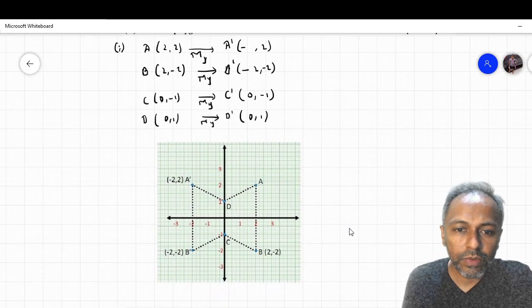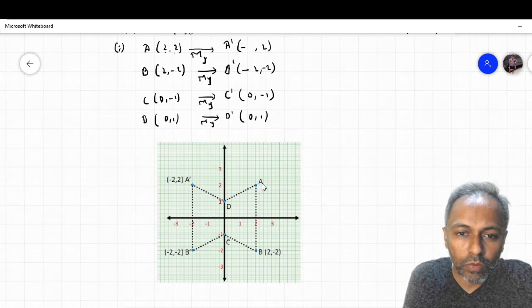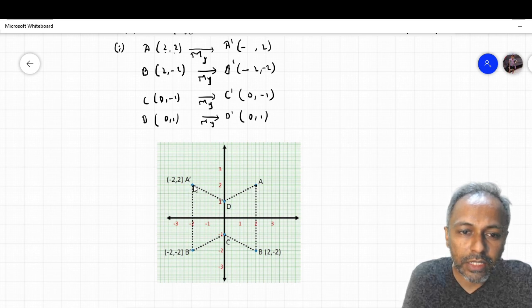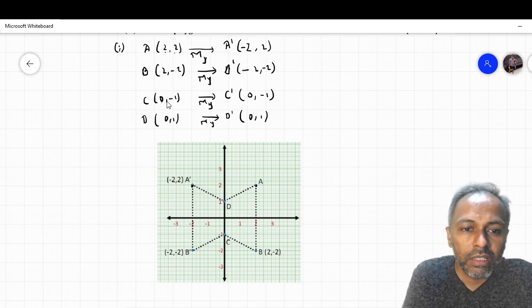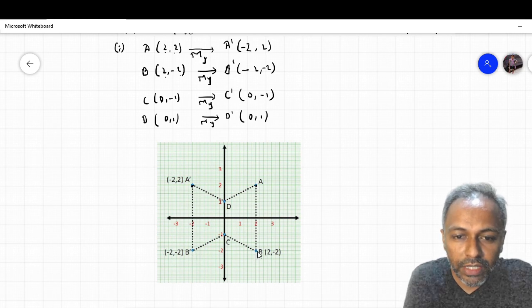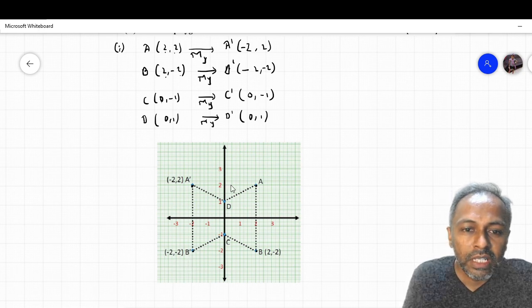Okay, so on your graph paper you must have first marked A (2, 2), which is here. When you reflect it about the y-axis, it's going to come here as (-2, 2). Then you have B with coordinates (2, -2), which is here in the fourth quadrant. When you reflect it about the y-axis, it's going to come here, say as B dash (-2, -2). And both C and D remain invariant.